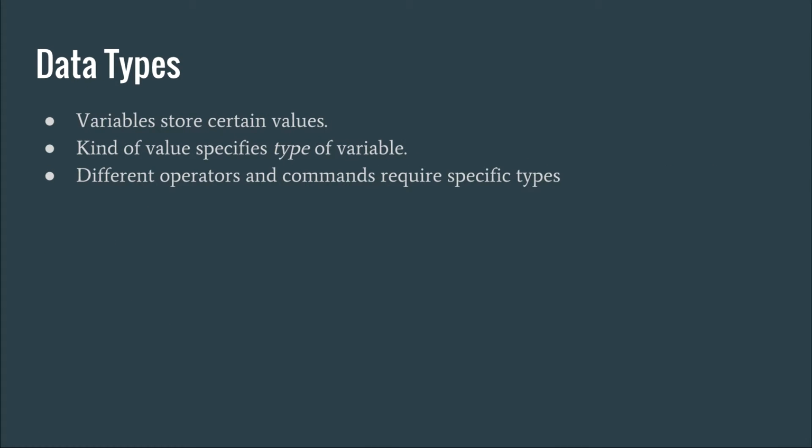While we're not going to be going over data types in this video, I did want to mention that variables store different kinds of data types. The kind of value that you store within the variable will specify the type of variable. Variables can be of type int, float, string, boolean, etc. And we'll go over all that when we go into the data types video. Just know that variables can store a wide variety of these data types.